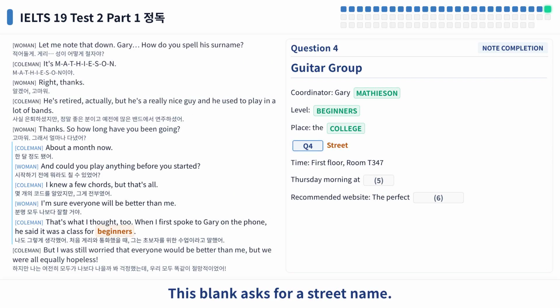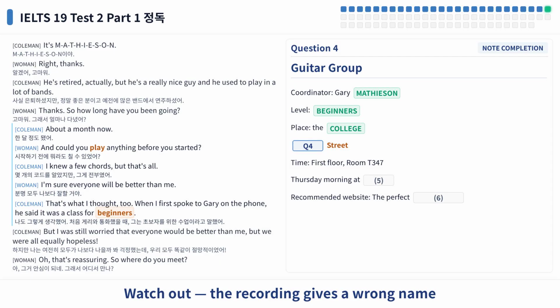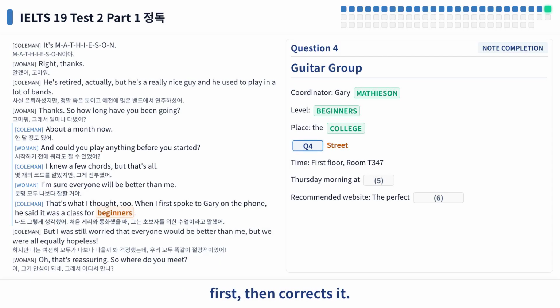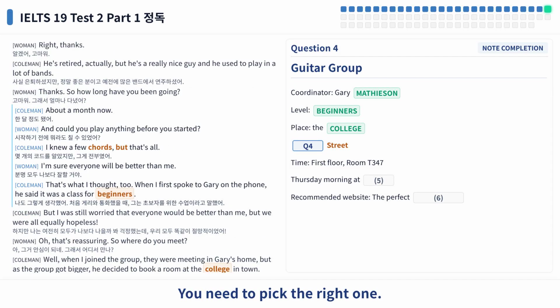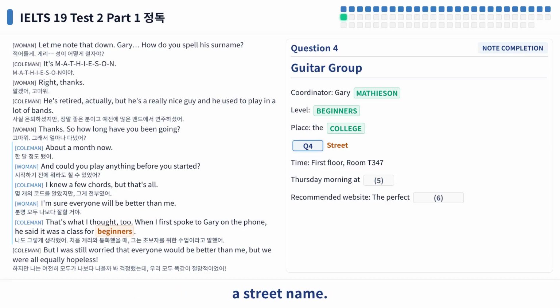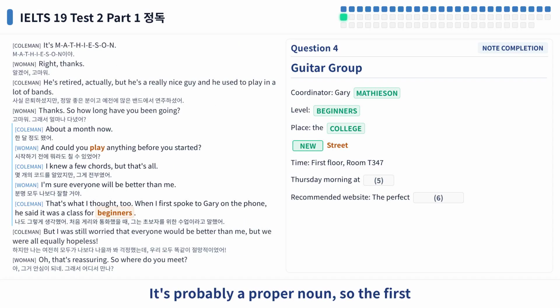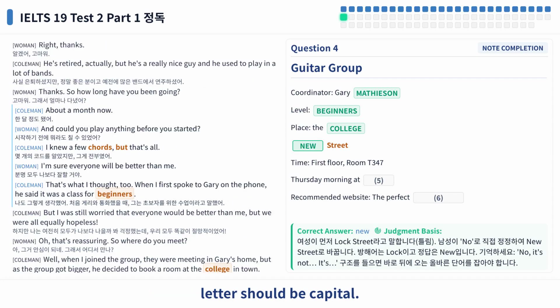This blank asks for a street name. Watch out, the recording gives a wrong name first, then corrects it. You need to pick the right one. The blank comes before street, so we need a street name. It's probably a proper noun, so the first letter should be capital.